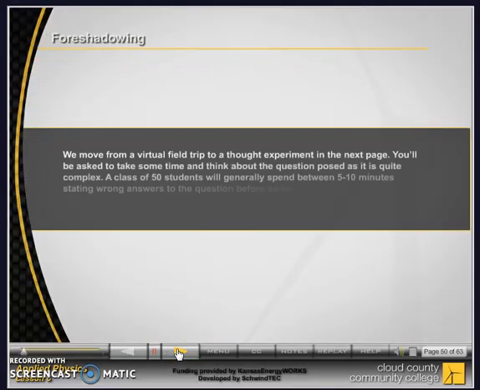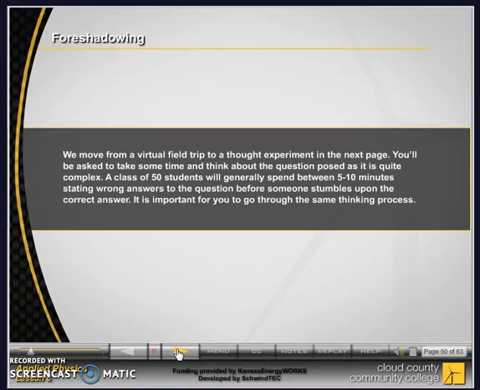We move from a virtual field trip to a thought experiment in the next page. You'll be asked to take some time and think about the question posed, as it is quite complex. A class of 50 students will generally spend between 5 to 10 minutes stating wrong answers to the question before someone stumbles upon the correct answer. It is important for you to go through the same thinking process.